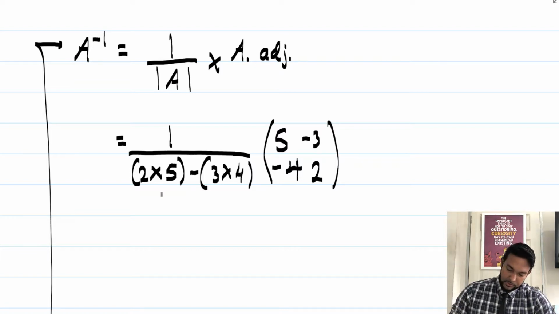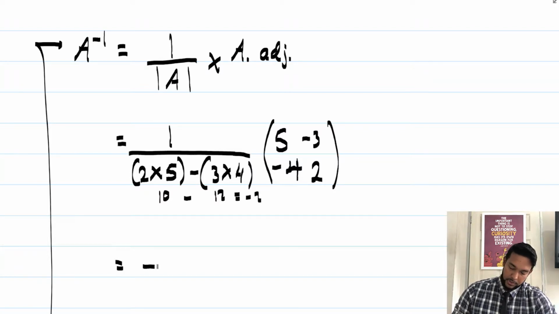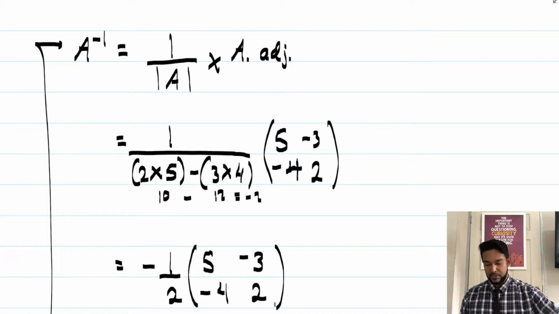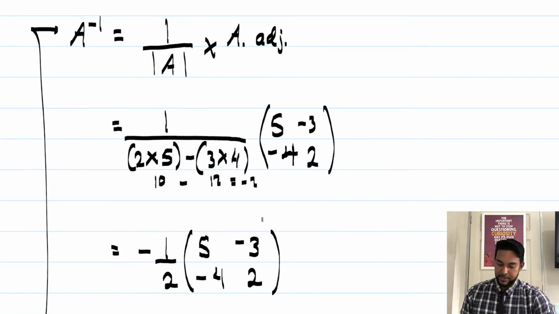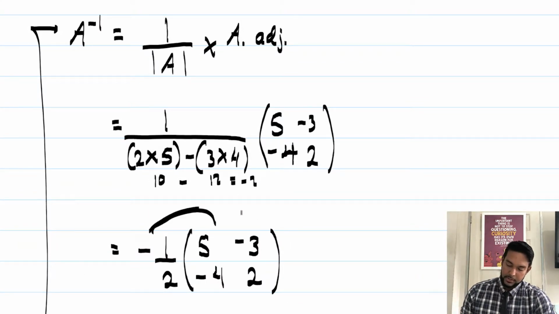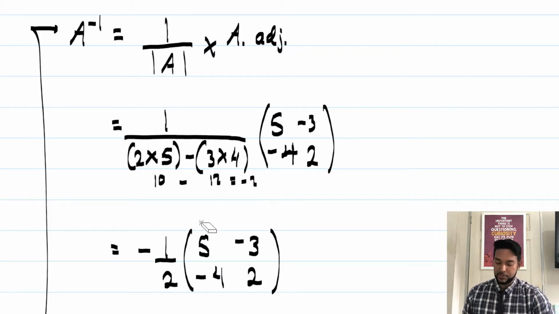Okay, so just very quickly, 2 by 5 will give us 10, 3 by 4 is 12, 10 minus 12 is minus 2. So our A inverse is essentially negative a half multiplied by the matrix 5, minus 3, minus 4, 2. And like I said in that video, I suggest you leave the inverse in this form instead of trying to multiply the 1 over the determinant by all the elements inside, which will just give you fractions. It's cleaner and easier to work with.